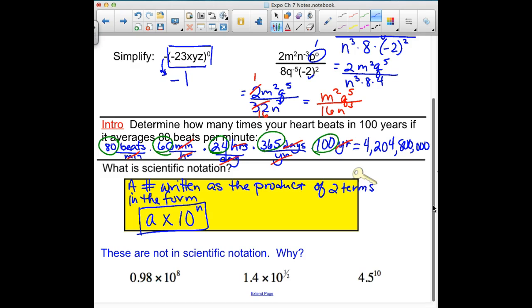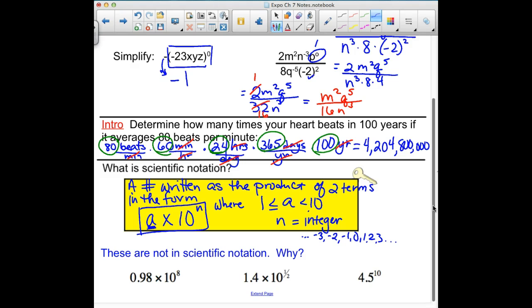Now there are a couple restrictions. Our a value has to be greater than or equal to 1, but still under 10. In other words, you can go anywhere from 1 to 9.999999999. You just can't move to 10, which means that this first, what we call the leading term here, this a, can only have one digit before the decimal point. The other restriction is that our power, that n, must be an integer. And remember, integers are things like -3, -2, -1, 0, 1, 2, 3, etc.